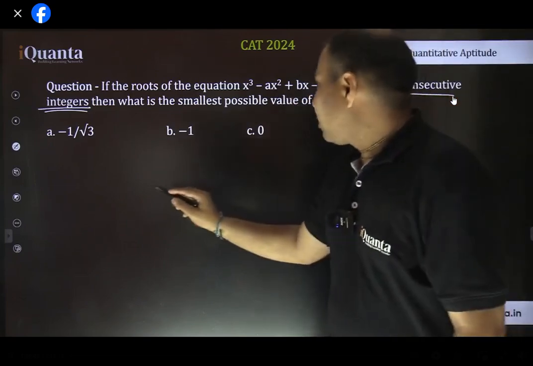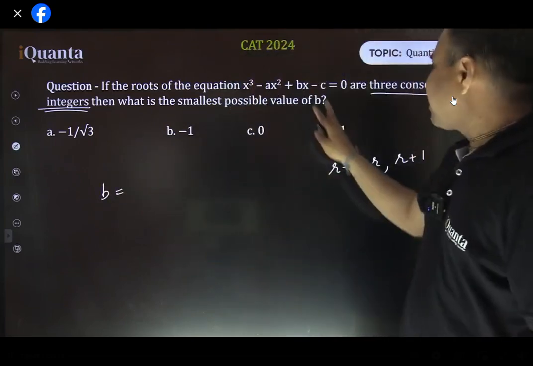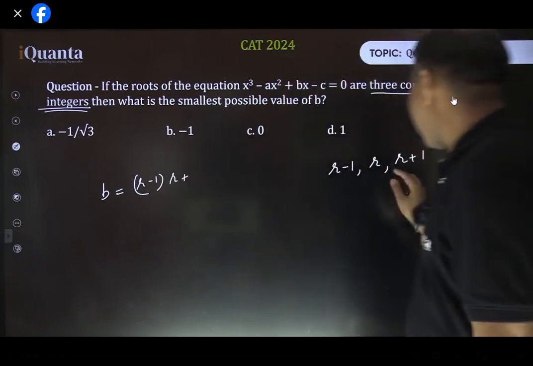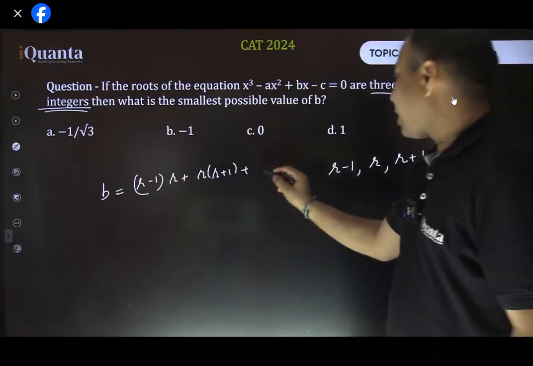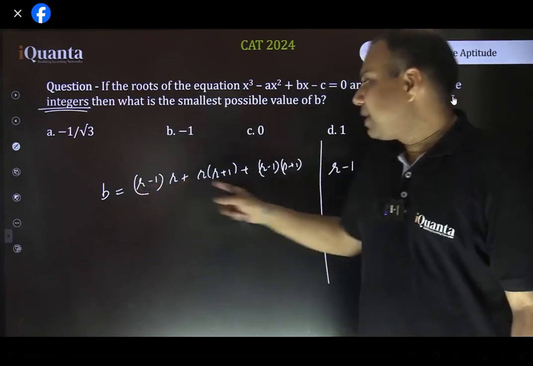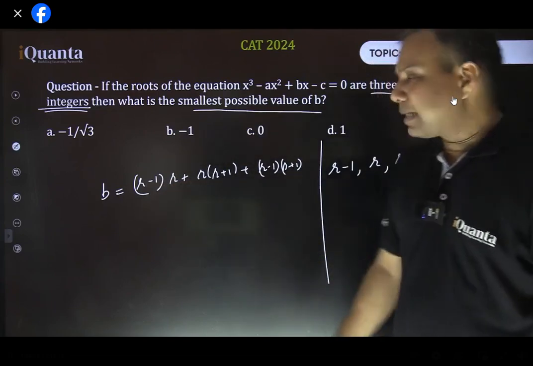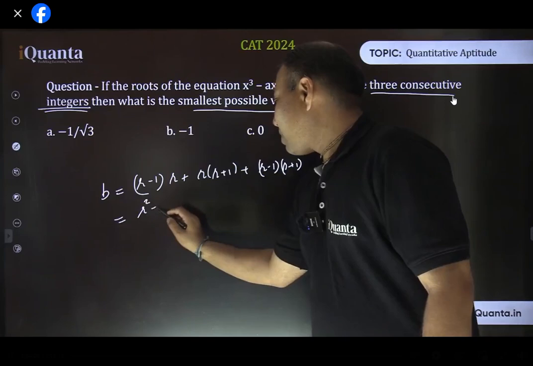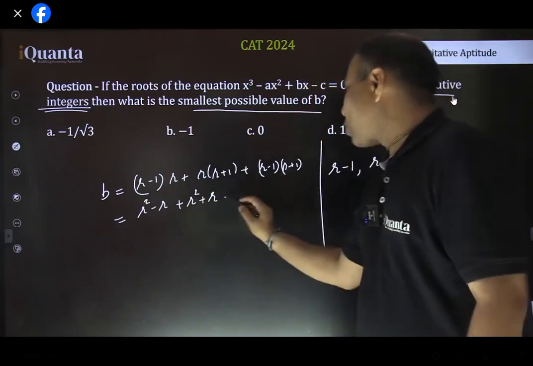So this b is going to be equal to multiplying 2 roots at a time, right? That means (r minus 1) into r plus r into (r plus 1), and finally multiplying these two, that is (r minus 1) into (r plus 1). So this is the value of b, and we want to find the smallest possible value of this expression, isn't it? Let's simplify this. So this comes out to be r square minus r. This term is going to be r square plus r, and this is going to be r square minus 1.